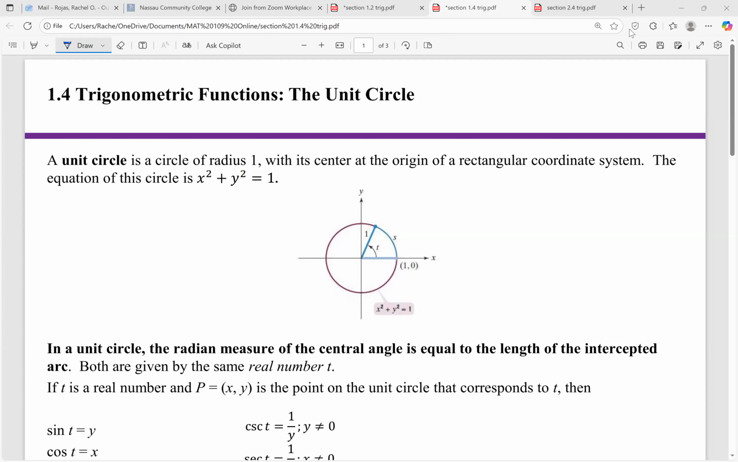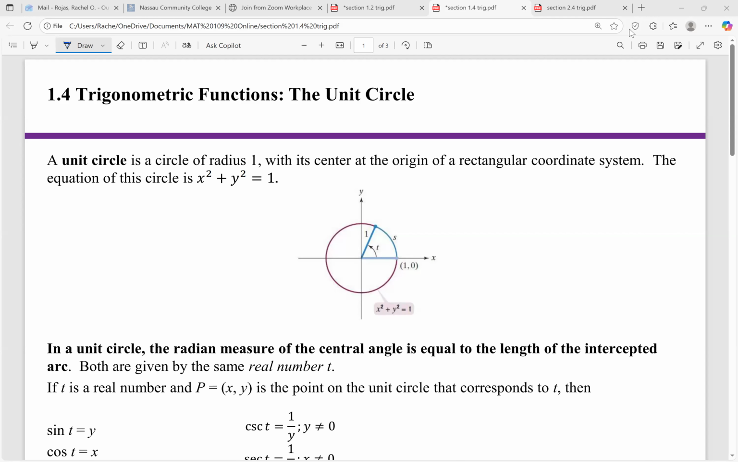In this video, we're going to cover section 1.4, trigonometric functions, the unit circle. Some of you are probably familiar with the unit circle. A unit circle always has a radius of 1, meaning 1 unit, so that's why we call it the unit circle. And the center is at the origin of the rectangular coordinate system, so at (0, 0). The equation of this circle is x squared plus y squared is equal to 1.